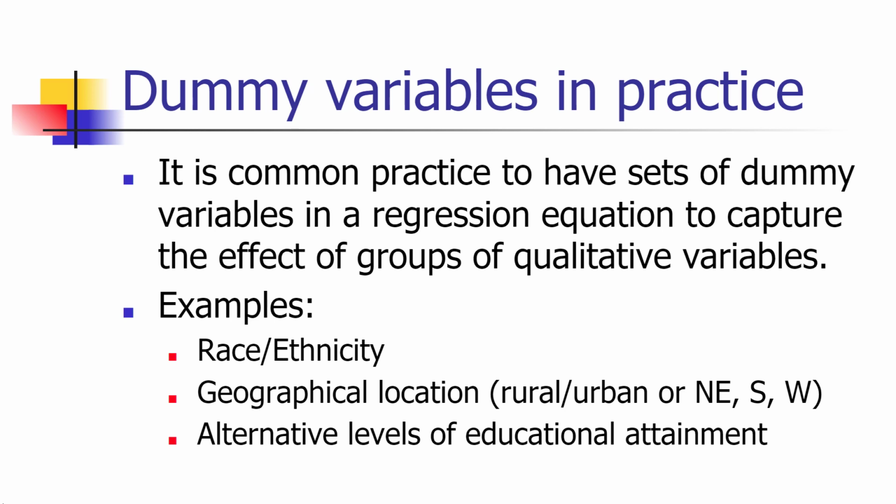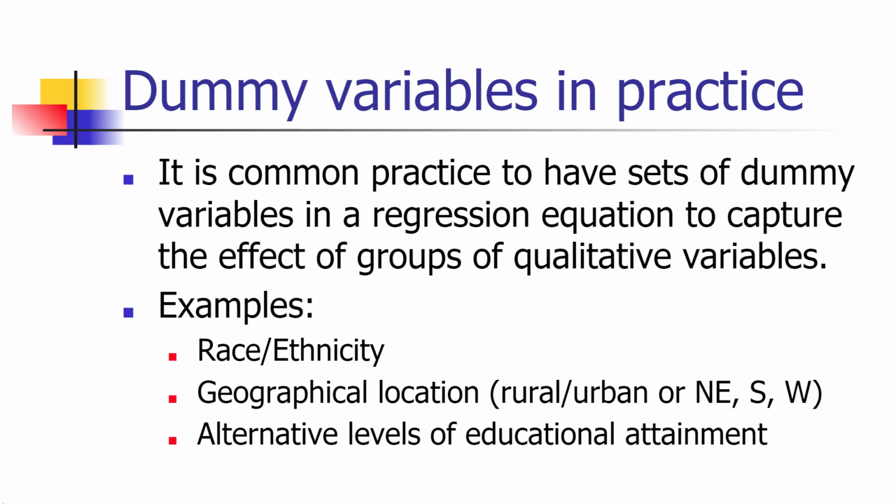One thing we should note is that normally we don't include just one dummy variable in most regression models. Often, we'll use sets of dummy variables to capture groups of qualitative variables. For example, if we're looking at the impact of race or ethnicity, we might have many different categories, such as Black, Hispanic, Asian, Native American, and so forth. And we might have a dummy variable for each of those.